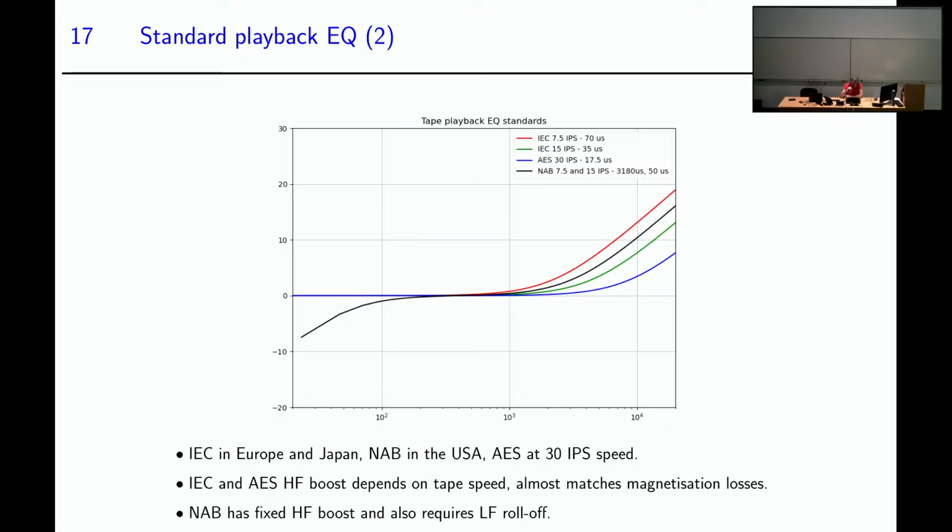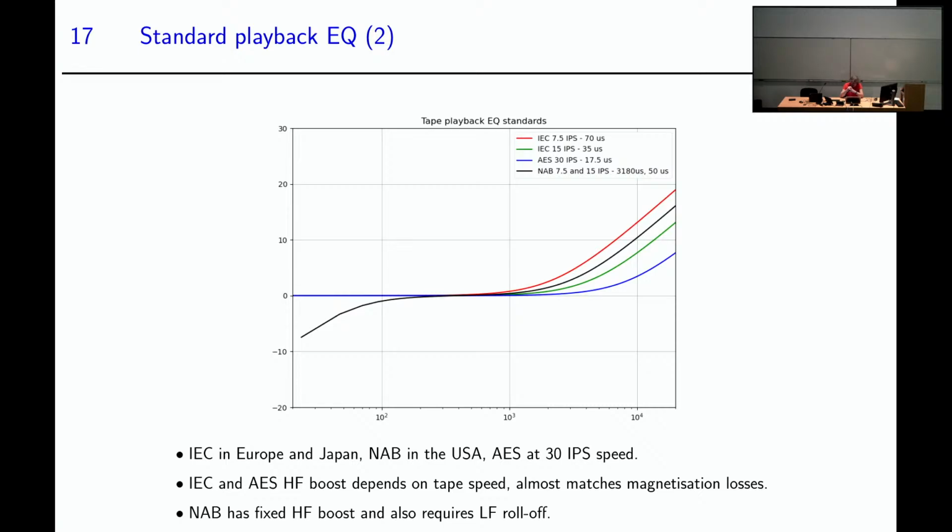So these were the standard playback EQs used mostly from the 80s. So we had IEC in Europe, and they're dependent on the tape speed. What they do is scale the filter linearly with tape speed, because what matters is the wavelength on the tape, not the frequency. So that would match the tape response quite well in all cases.